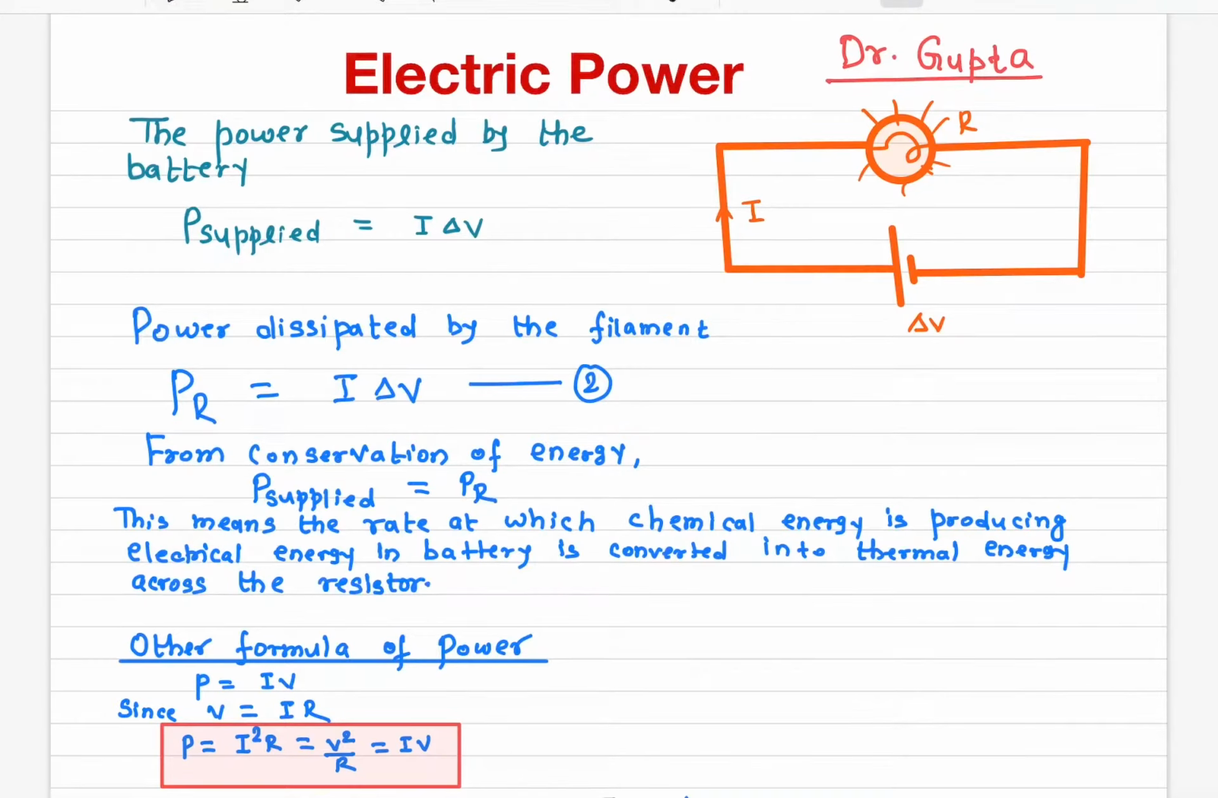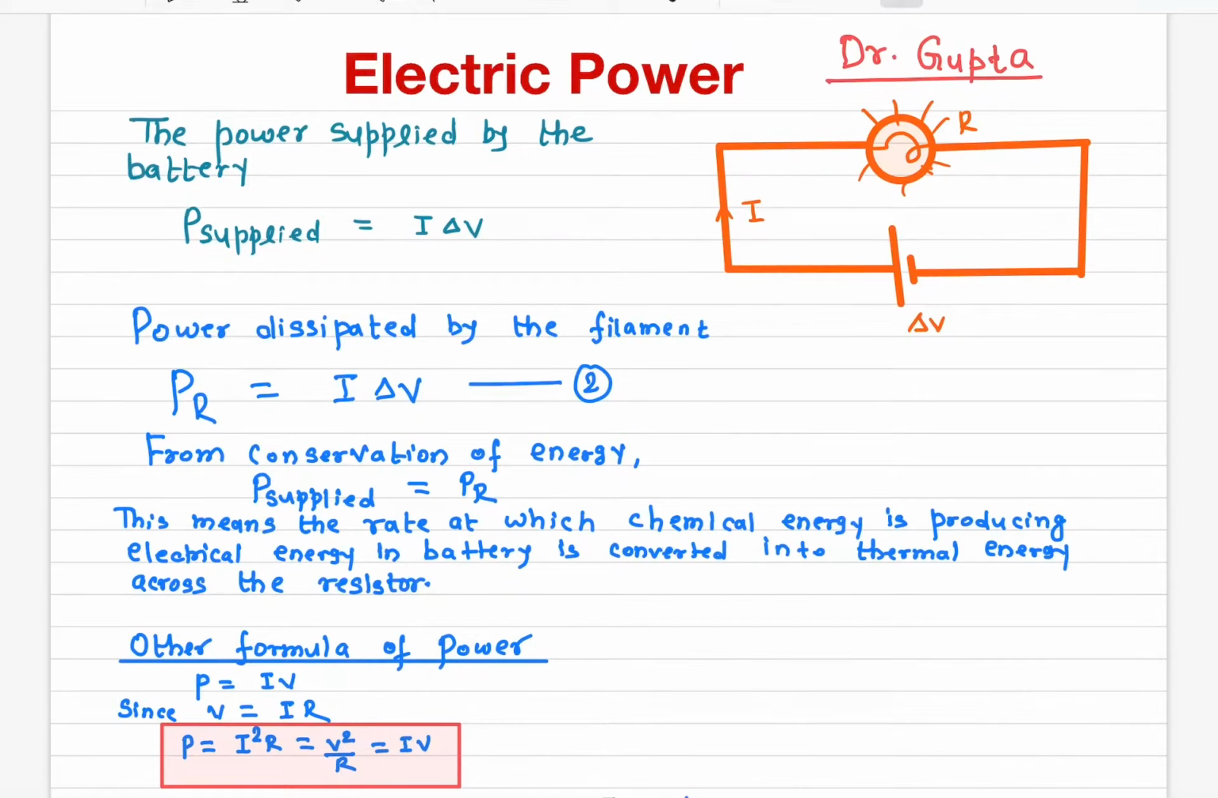So let us consider that this is the filament bulb, any light bulb, and R is the resistance, I is the current and the delta V is the potential difference. So this battery is supplying the current, or supplying the electrical energy, and all this electrical energy is now being dissipated by this filament. So this energy is coming out of this filament in the form of heat energy, in the form of light energy. Okay. So there is no charge storage.